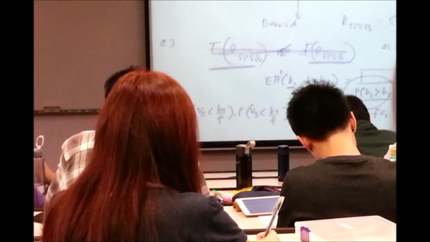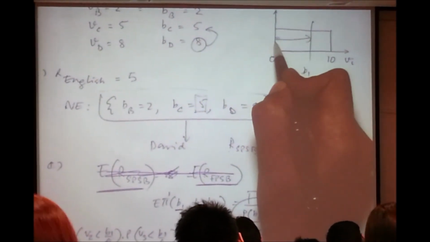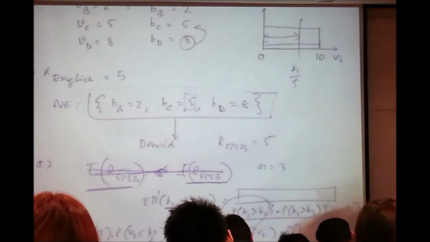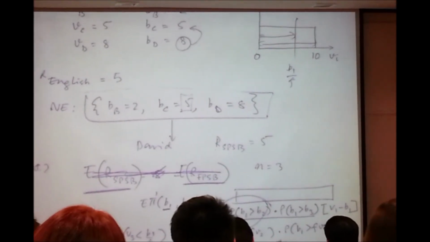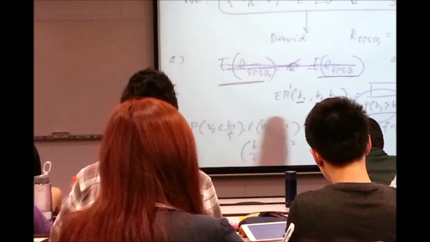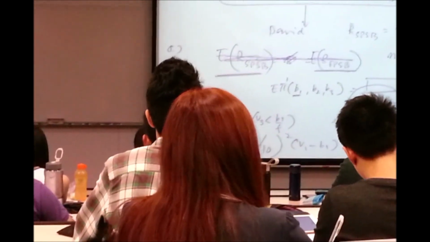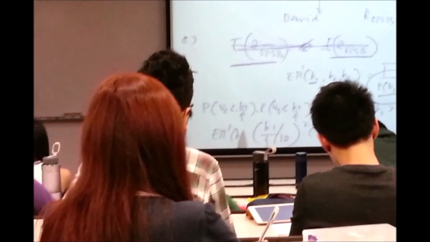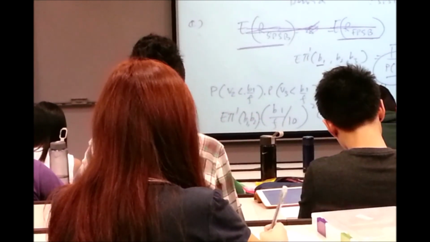So V2 less than B1 over F, with values uniform between 0 and 10, has probability B1 over F minus 0, divided by 10 minus 0, which is 10. So B1 over F over 10. The probability of winning is B1 over F over 10, squared. This times V1 minus B1 is your expected payoff. Then you differentiate this with respect to B1, solve, and get the value of B1 star.